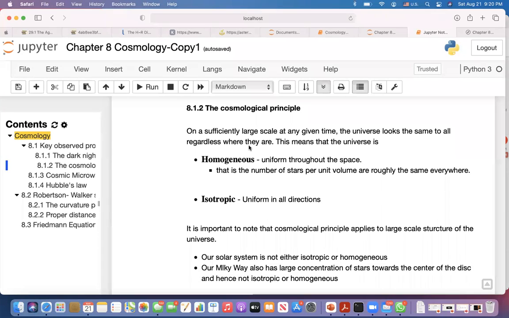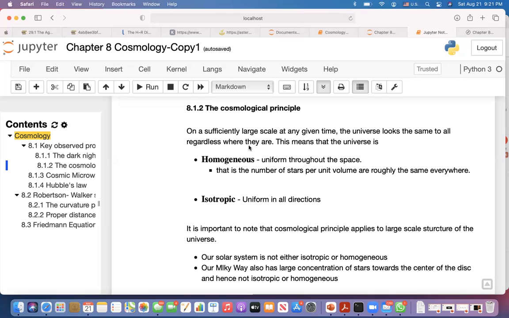So that means for a very large scale, and here it says for a sufficiently large scale, at any given time, the universe should look the same to everyone, regardless of where they are. So the idea is that we are not in a very specific location, right? For anyone else who is in a different location, the universe should look the same. So that is the basic idea.